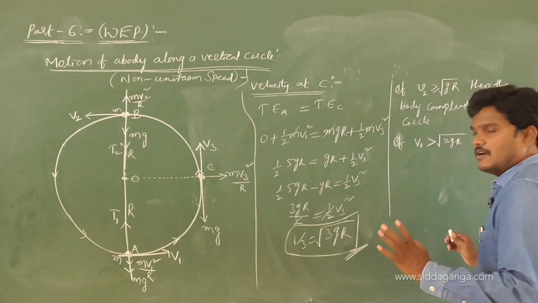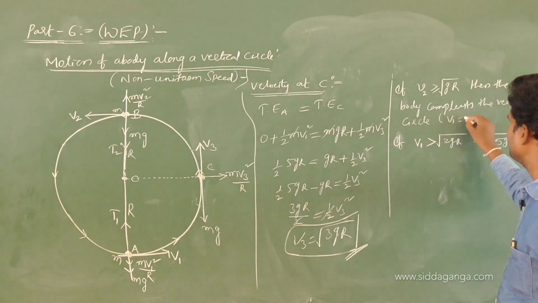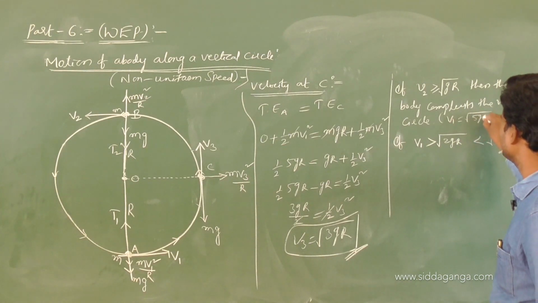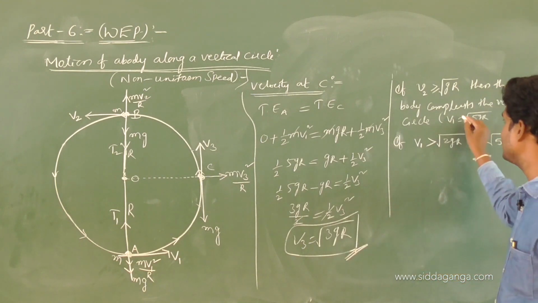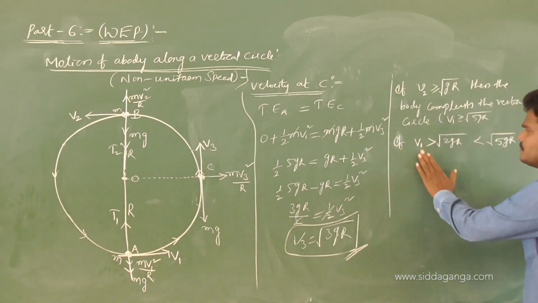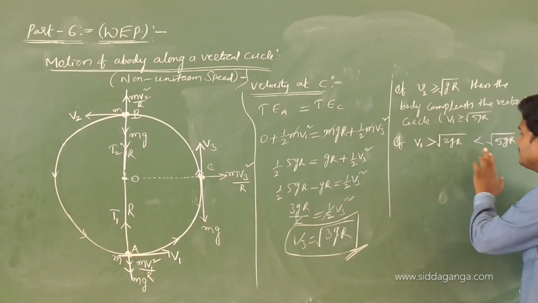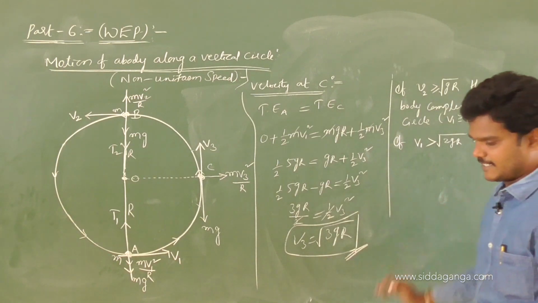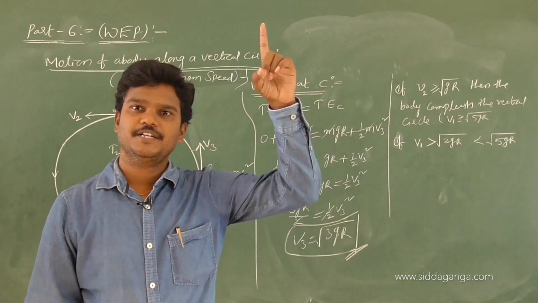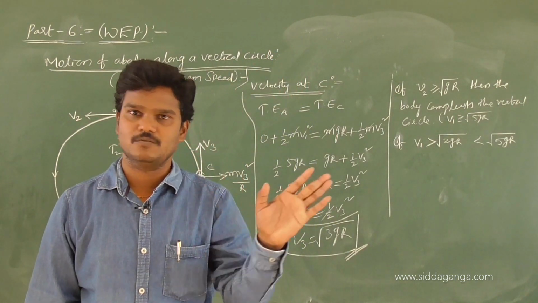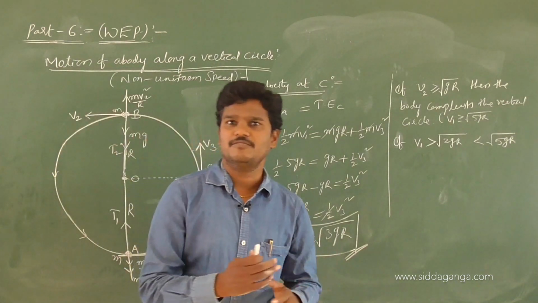Actually, to complete the vertical circle, how much v1? v1 definitely root 5gr for first condition. It is greater than or equal to root 5gr. Now v1 value is greater than root 2gr, but less than root 5gr. Now you expect it. Okay, condition for vertical looping is very clear. At the highest point, definitely root gr should be there, means it is greater than or equal to root gr. Downside, it must be root of 5gr.